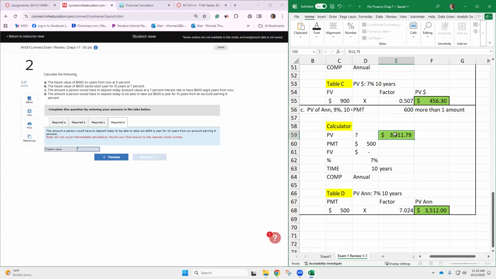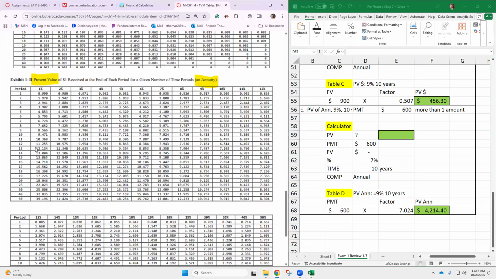All right, so one more time. Here's what we're doing. We want to be able to pull out $600, 10 years in a row. I'm looking at 9% in 10 years. Okay, I need to go find the factor that works for that with the problem. Okay, and this is going to be the last table, table D. So table D uses 9% in 10 years.